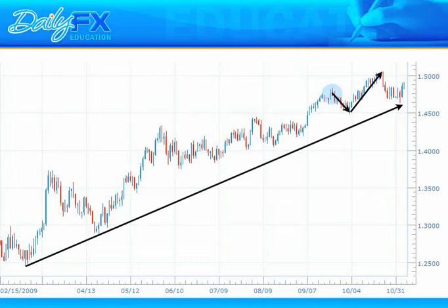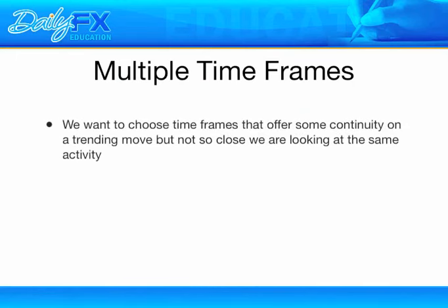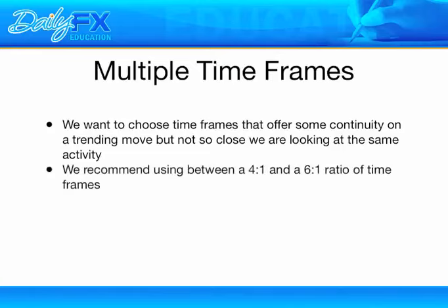Now, how we do that is to analyze more than one time frame when you're locating trading opportunities. We recommend looking at a longer time frame chart to determine the trend, and then move down to the smaller time frame chart to find a trade in the direction of the longer term time frame. We want to choose time frames that offer some continuity on a trending move, but not so close that we're looking at the same activity. We recommend using between a 4-to-1 and 6-to-1 ratio of time frame.